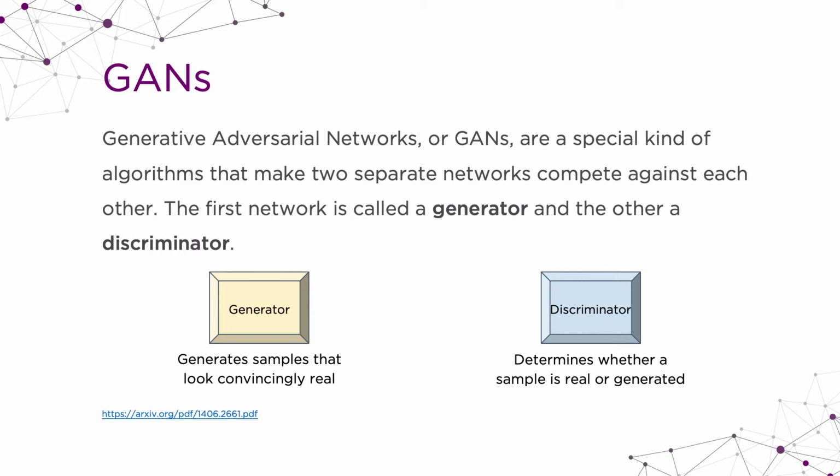When we're talking about GANs, we usually have two kinds of network that compete against each other. We have a network called a generator, and the other called a discriminator. And they both have two very specific objectives. The generator has to generate samples that look convincingly real, and the discriminator has to determine whether these generated samples were real or not.